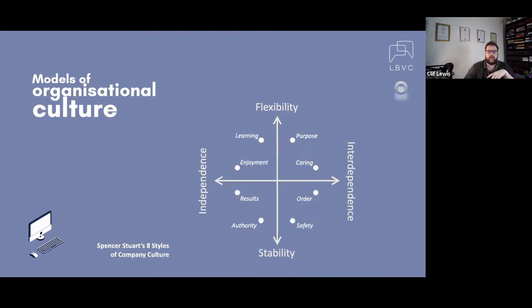Then we can maybe look at a different model, which is Spencer Stewart's 8 styles. So where the previous one has 4 quadrants, this model has got 8 styles. And you'll see that on the y-axis, we have the same components, which is stability versus flexibility. But instead of an internal or external focus, this dimension has got to do with independence versus interdependence.